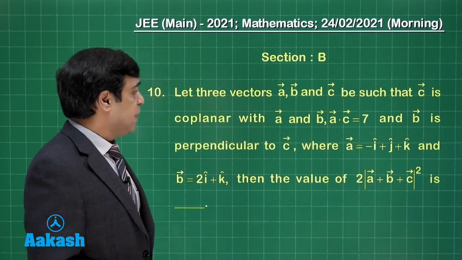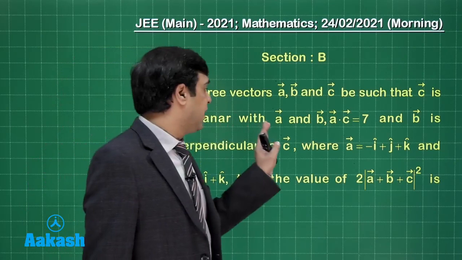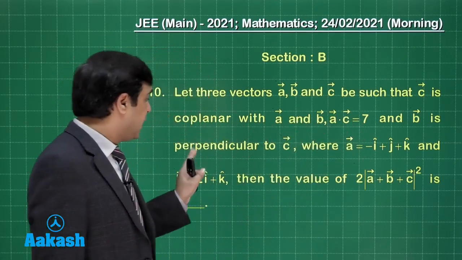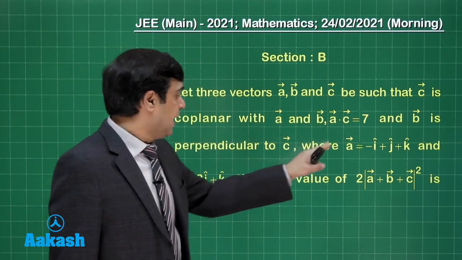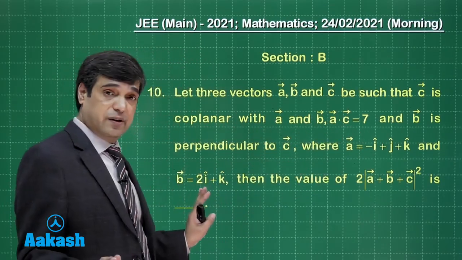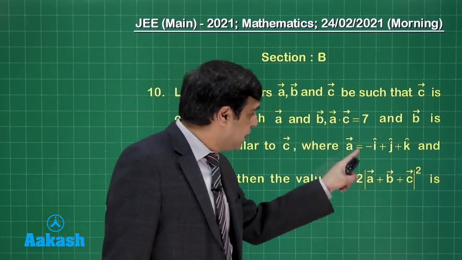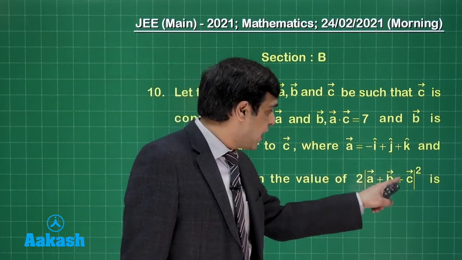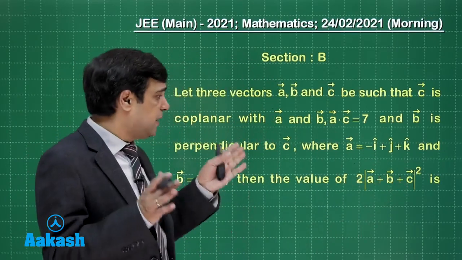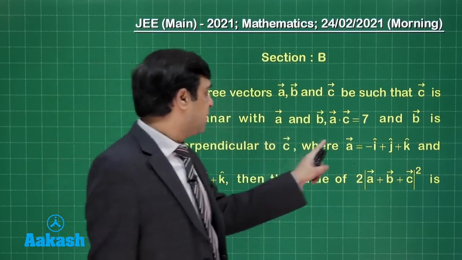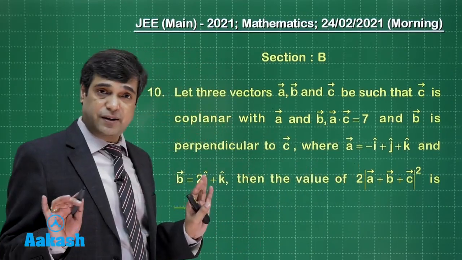Let three vectors a, b, c be such that c is coplanar with a and b. A dot c is given as 7, b is perpendicular to c, and a vector and b vector are also given. The question is to find the value of this term. This means you need mod a square, mod b square, mod c square, a dot b, a dot c, b dot c. Clear? A is given, b is given, so mod a, mod b are there.